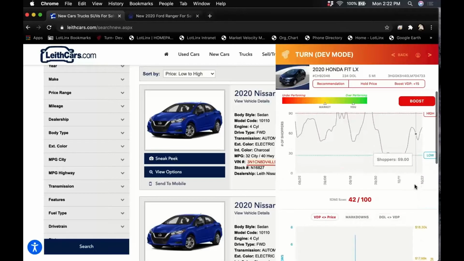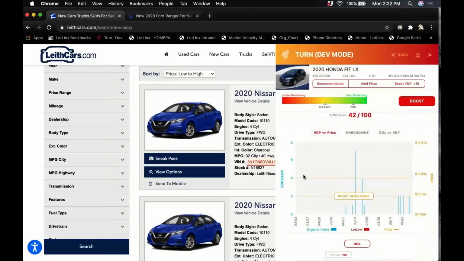You can see that they've had that car priced at one price right along. This shows you the daily VDP views. These blue bars are the daily VDP views that car has received. So you can see, it came on the lot way back in March. It's been sitting there, kind of nothing going on.